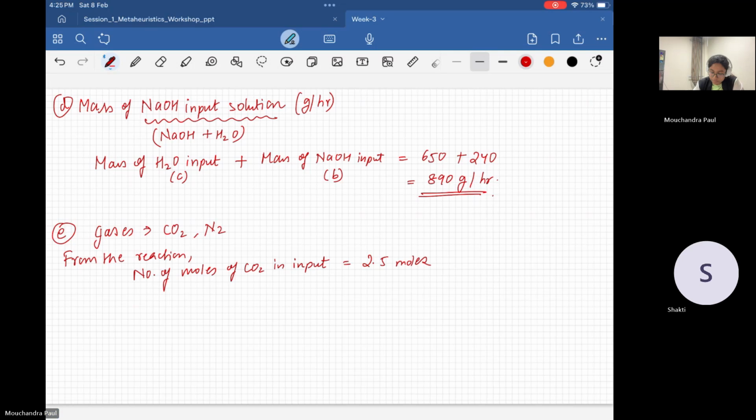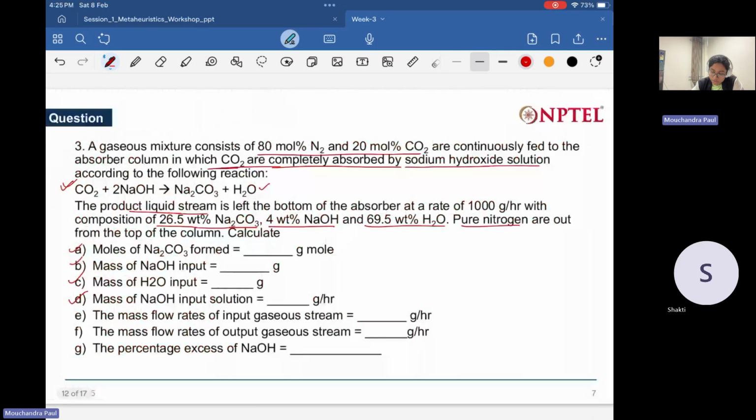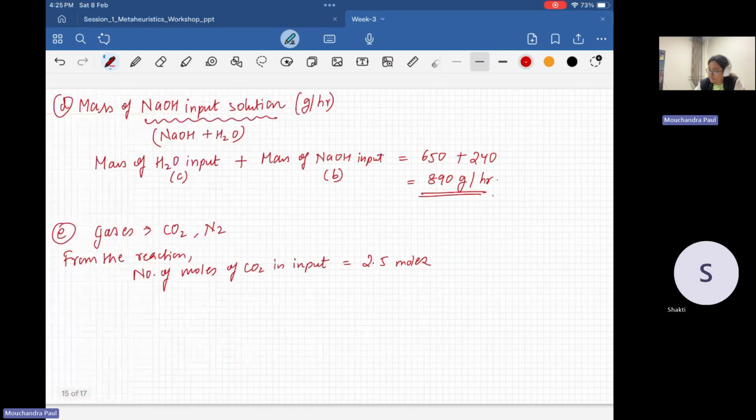We also know from our question that all of this CO2 has been completely absorbed, meaning all of the CO2 has been reacted. Since CO2 is completely reacted, it will not go in the output. CO2 will not be present in the outlet that is coming from the top.